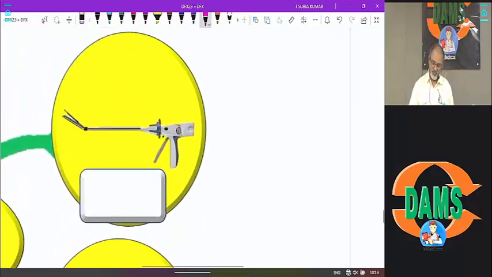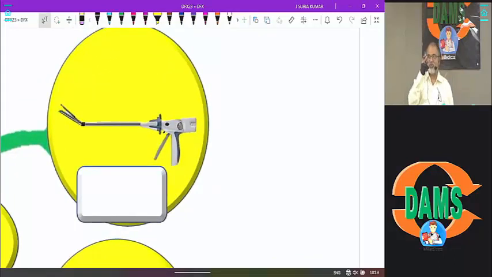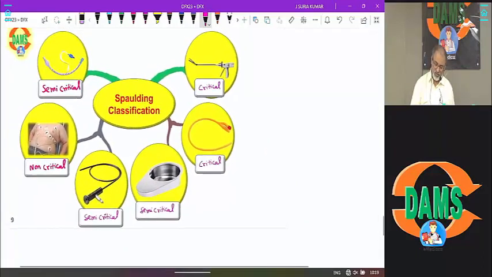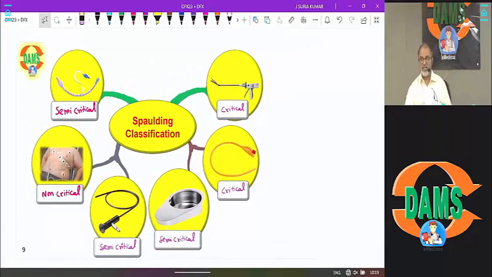Next is cutting endoscope, rigid endoscope, critical. Flexible endoscope, semi-critical. Rigid endoscope, critical. See carefully here. That's all. So you should know about Spalding classification, all in one. Once you understand what is Spalding classification, then only you can answer this question. Indirectly, it reflects your level of understanding of Spalding classification. Okay, right.